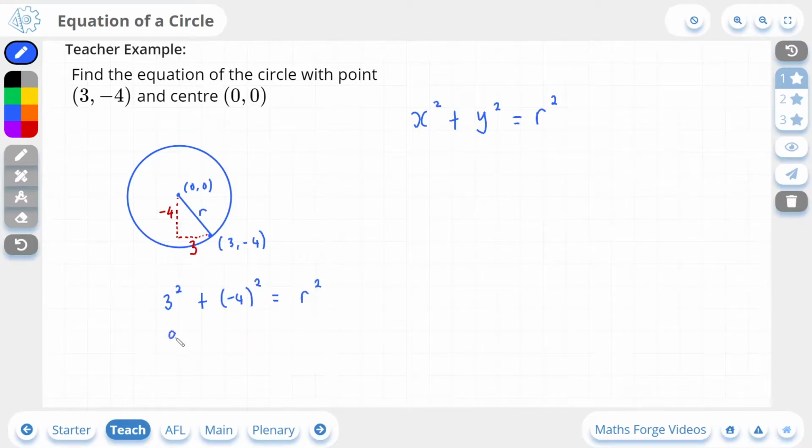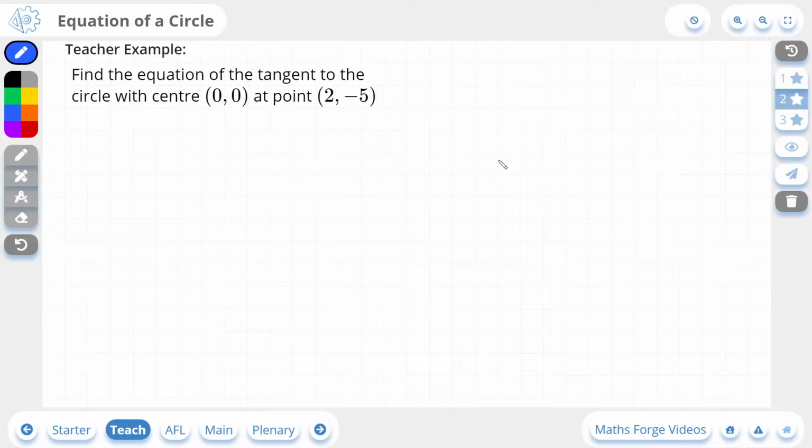And if we simplify, we get the following. 9 plus 16 is equal to r squared. 9 plus 16 is 25. So we'll simplify this further. And this is r squared. Now, we don't actually need to rearrange for r. We can just use r squared, this 25, and input it into this equation. So the equation of this circle is going to be x squared plus y squared, which is equal to 25. And if we check our answer, there it is.